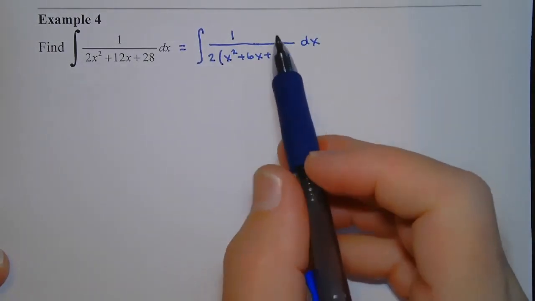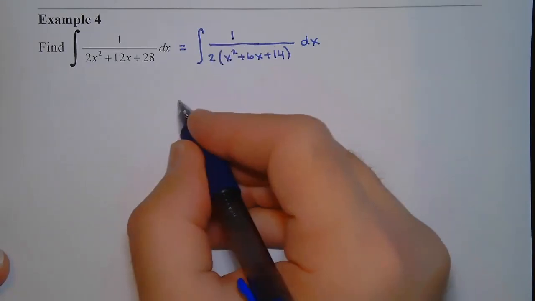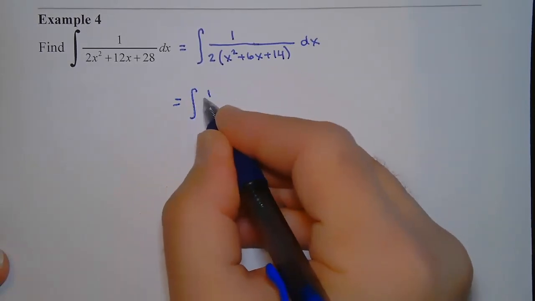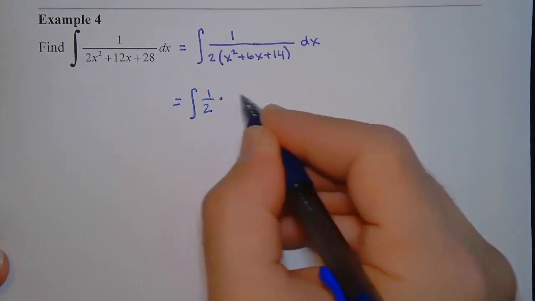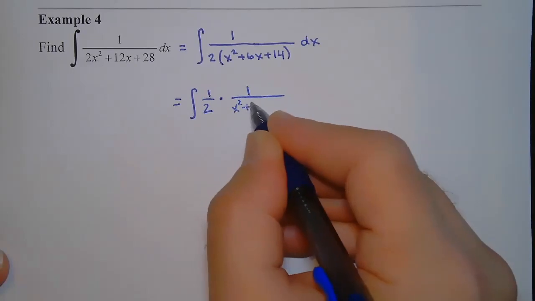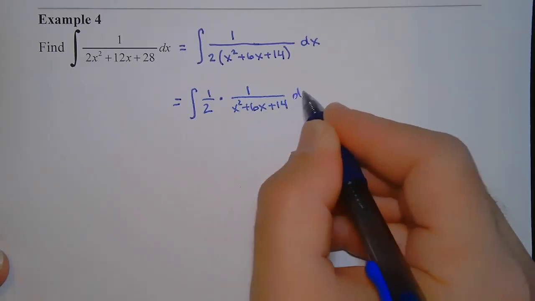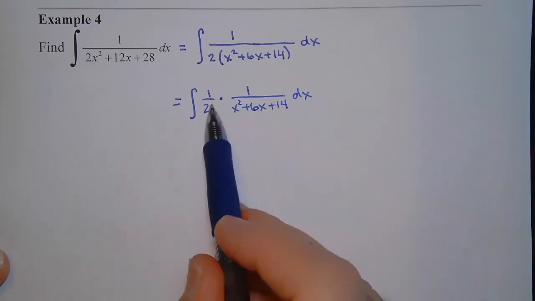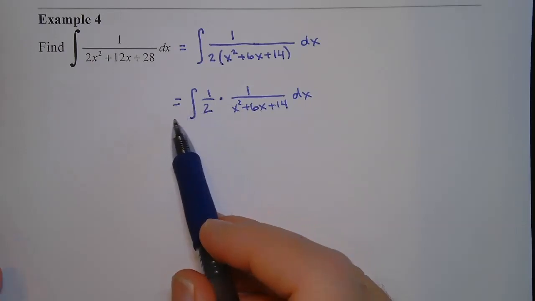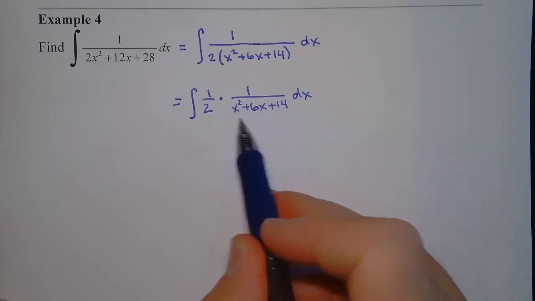Now, what that's going to allow me to do is this actually is going to become 1/2, right? We're multiplying by 1/2. So this is the integral of 1 over 2 times 1 over x squared plus 6x plus the 14 dx. And this 1/2, I'm going to be able to pull out in front. All right, so now what I'm going to do next is start completing the square because it's ready to go now.